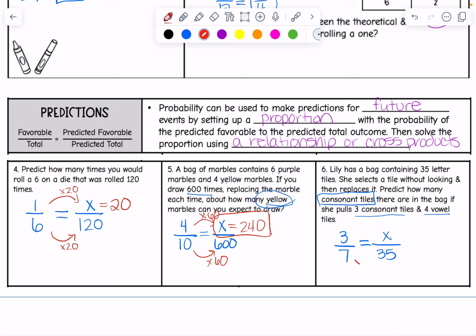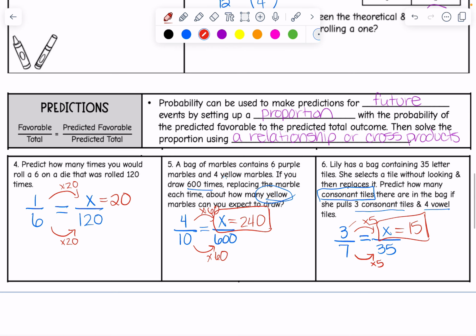And so again, cross products would work, but if you notice a relationship, I would encourage you to use that. So I noticed that 7 scaled up by 5 equals 35, so 3 times 5 is 15. So we can predict or estimate that there would be about 15 consonant tiles. Again, these are just predictions.